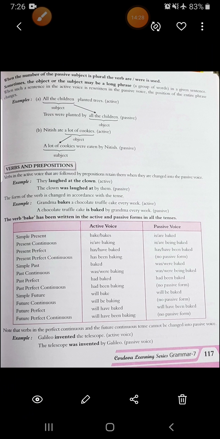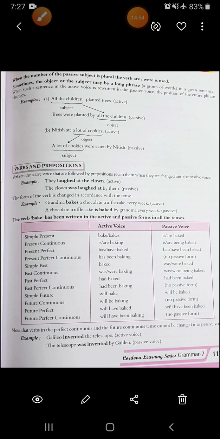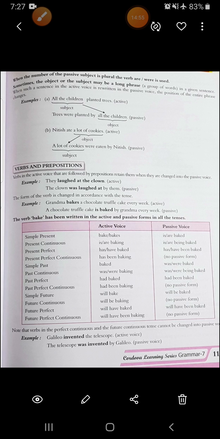When a long phrase is used in interchange, then especially remember, see this example: All the children planted trees. Trees were planted by all the children. Then second example: Nitesh ate a lot of cookies. A lot of cookies were eaten by Nitesh. So you can see we have changed these long phrases, and subject verb agreement also we have to see everywhere.